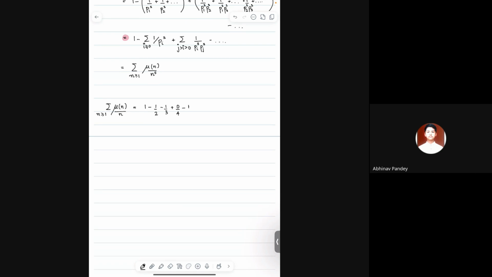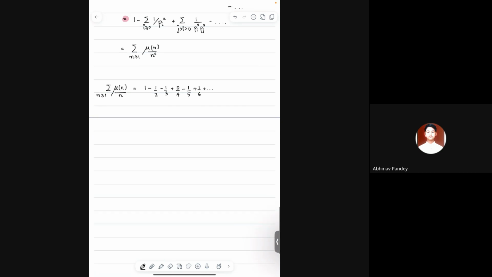Then I'll have minus 1 over 5 plus 1 over 6, and so on. What does this sum equal? This might look a little scary, but the way I want you to think about it is, let me start with all the numbers. You can think of all the numbers in some very large interval. You can fix a capital N, like 1,000,000, 5,000,000, 200,000,000, whatever.